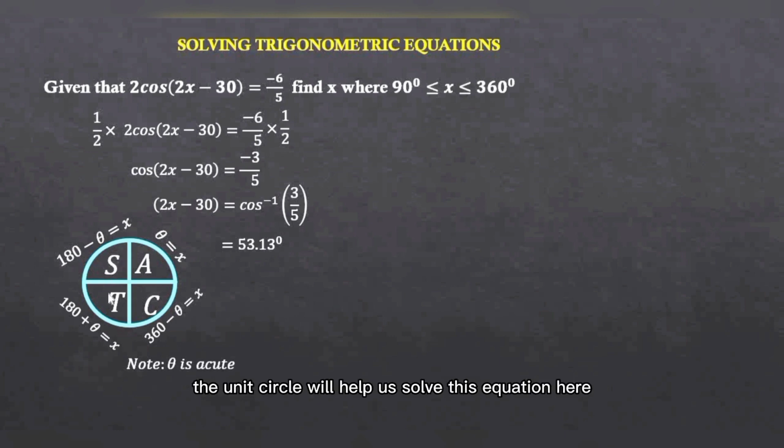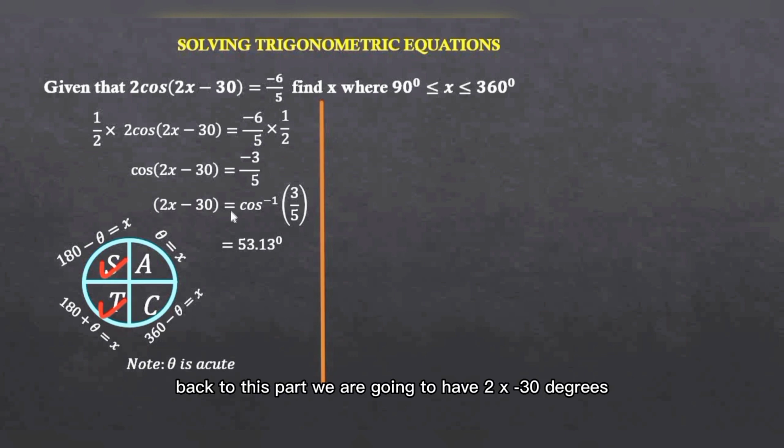Now, the unit circle will help us solve this equation here by interpreting the sign. For this case, cosine is negative. That means the values we are going to use will come from the second quadrant where cosine is negative and the third quadrant where cosine is also negative. So we'll pick these two quadrants to help us.